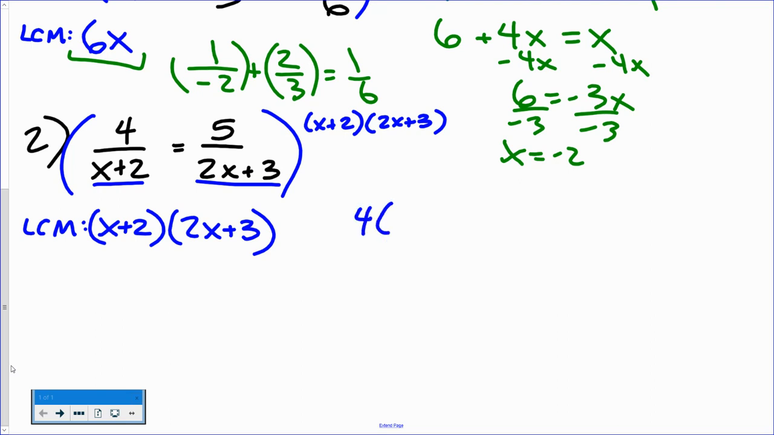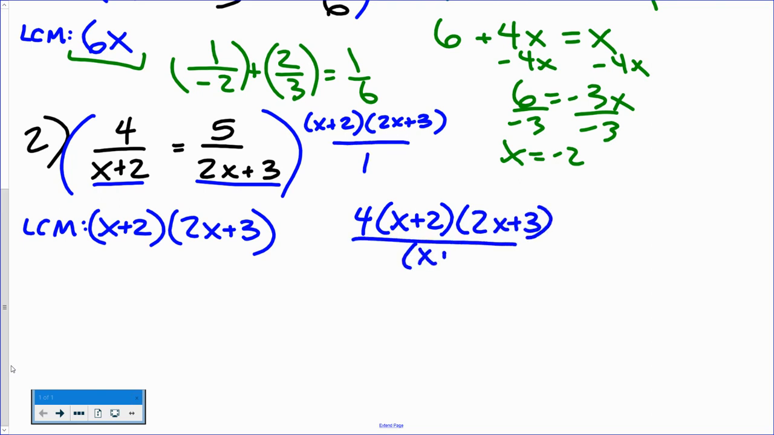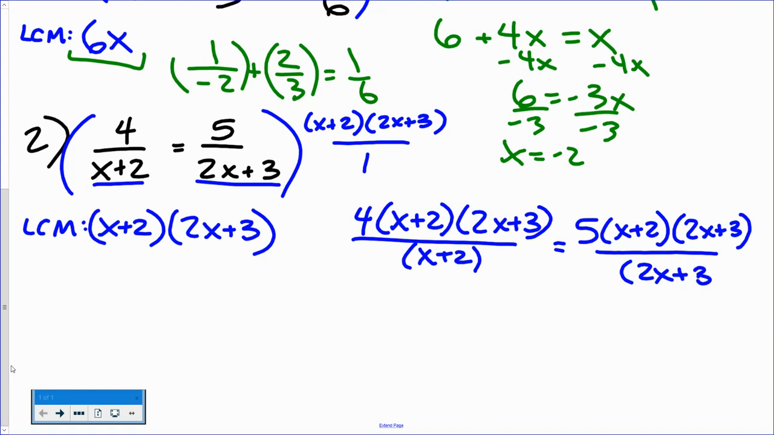But on top, I'll have 4 times (x + 2)(2x + 3) and 2x + 3. Remember, this is over 1, so I'm not changing the current denominator of x + 2. And then equals 5 times (x + 2)(2x + 3). And I'm not changing that current denominator of 2x + 3. So I multiplied by x + 2, so I could get rid of that x + 2. I had to multiply by 2x + 3, so I could get rid of that 2x + 3.